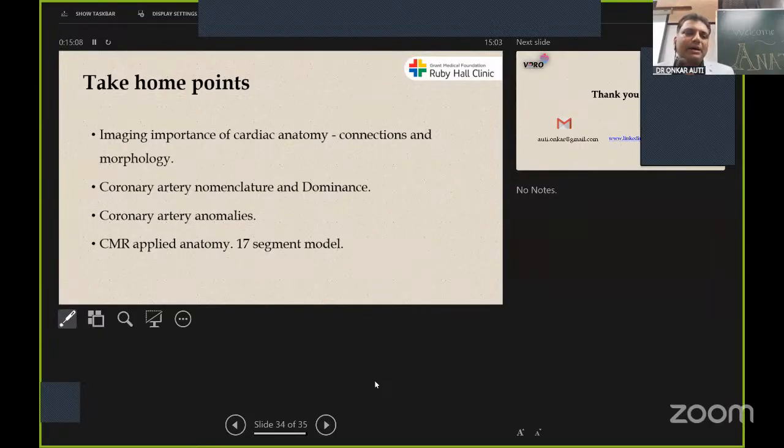The cardiac MR has a different anatomical model. There are certain particular views that we take to assess the cardiac MR, and the 17 segment model is something we have constructed for our own convenience.